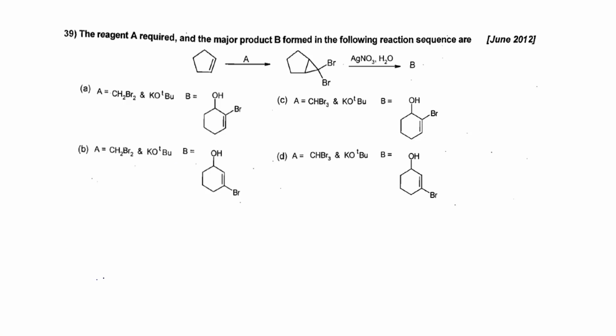So from the reaction, from the product, you can see there is a formation of cyclopropane from this alkene. So obviously this reaction is going through a carbene pathway, because there is a cyclopropanation reaction and it occurs through a carbene. Now the carbene should have 2 bromine atoms. So the carbene structure should be like this.